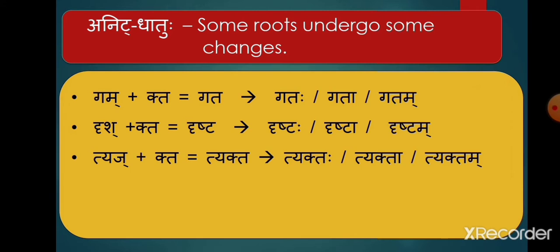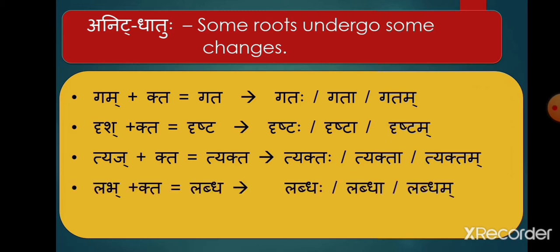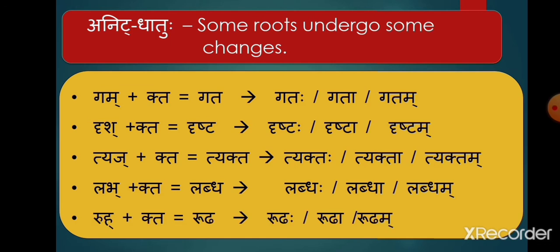Tyaj dhatuhu plus kta pratyaya, the form is tyakta, and the three different forms of the dhatuhu are tyaktah, tyakta, tyaktam. Labh dhatuhu plus kta pratyaya, the form is labdha, and the three different forms of the dhatuhu are labdhah, labdha, labdham. Ruh dhatuhu plus kta pratyaya, the form is rudha, and the three different forms of the dhatuhu are rudhah, rudha, rudham.